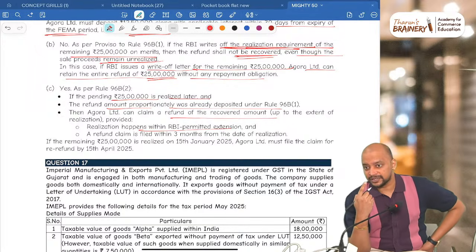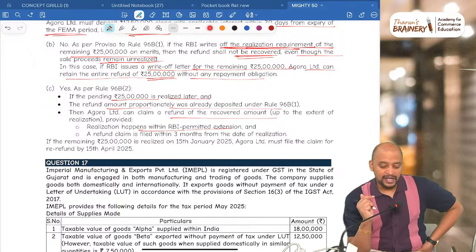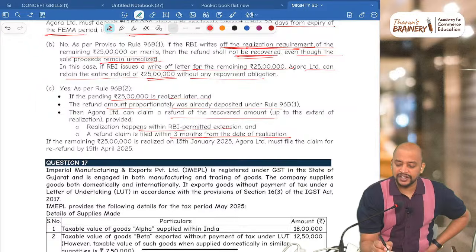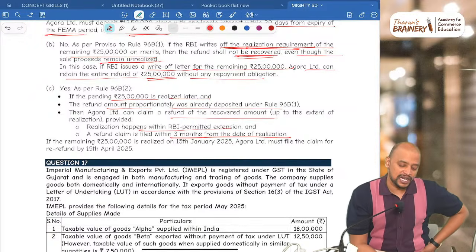So law paper, and 2 points are there. The time limit under FEMA is 9 months from the date of export, and thereafter the RBI time limit is 6 months. In IBS they will connect that. Okay. And next, a refund claim is filed within 3 months from the date of realization. So as soon as we realize the proceeds, within 3 months we need to claim the refund.